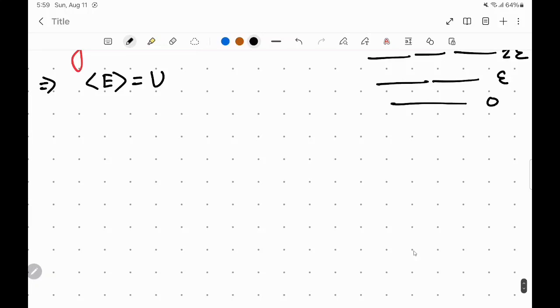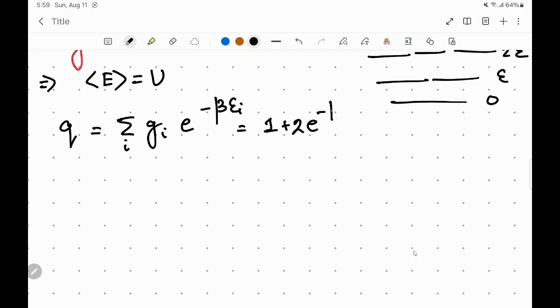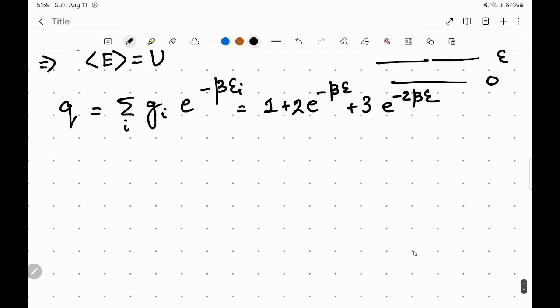So what is the partition function? The partition function Q is the sum over g_i e to the power minus beta epsilon_i. So it will be 1 (for the g0 term) plus 2 e to the power minus beta epsilon plus 3 e to the power minus 2 beta epsilon. Correct?